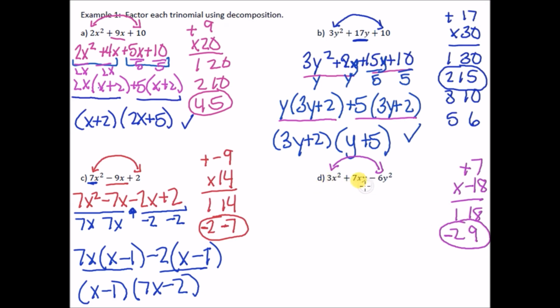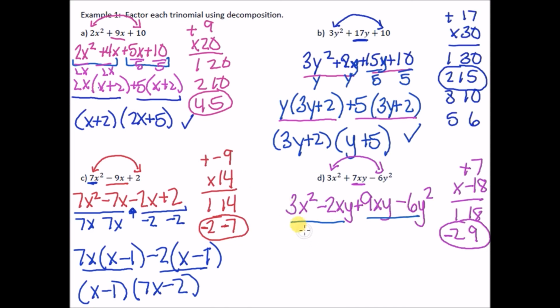So in this case, because this middle term is 7xy, we have to keep all of the variables. It's going to be minus 2xy plus 9xy, okay, and then minus 6y squared. Okay, now let's factor by grouping. Here are our two groupings.